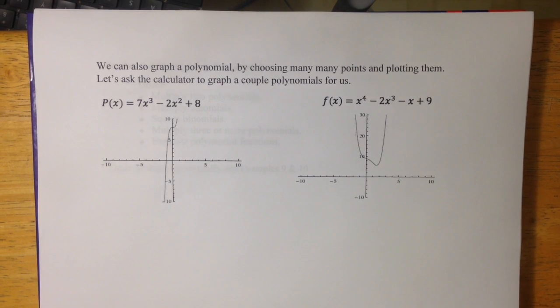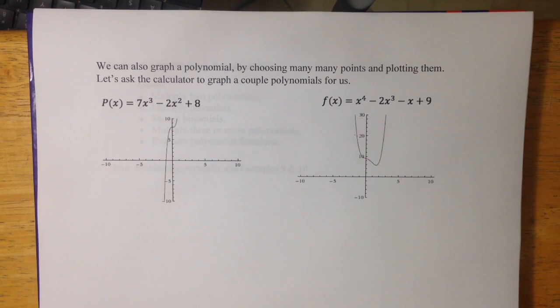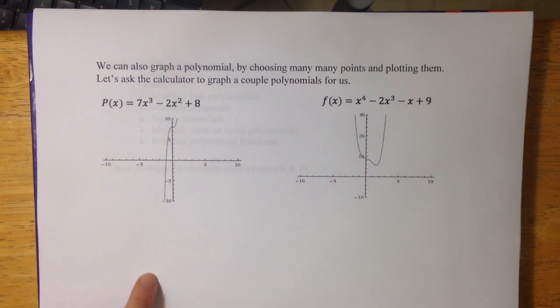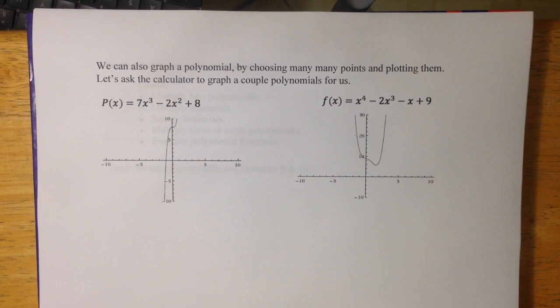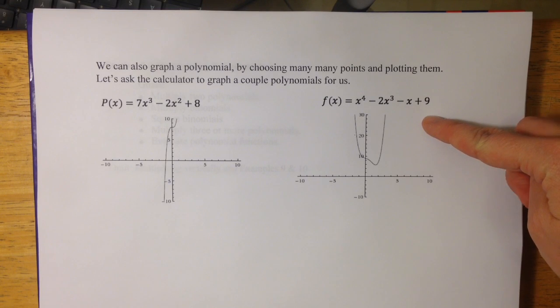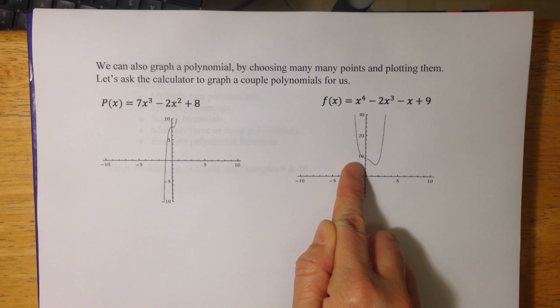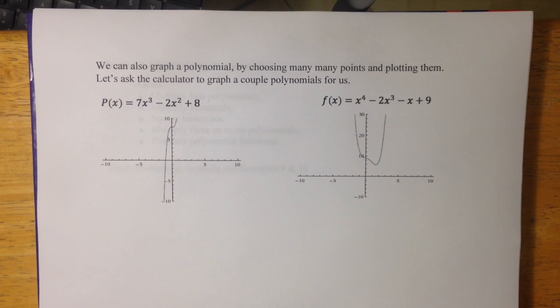Now, graphing is something that your calculator does very well and very quickly. So let's look at a couple of graphs generated from a calculator. I have 7x cubed minus 2x squared plus 8, and you can see this polynomial goes up to the right and down to the left, and it kind of makes an interesting little wobble in here when it crosses the y-axis. Here I have x to the fourth minus 2x cubed minus x plus 9, and this one looks sort of like a parabola, except for this funny little dive that it does instead of being nice and rounded.